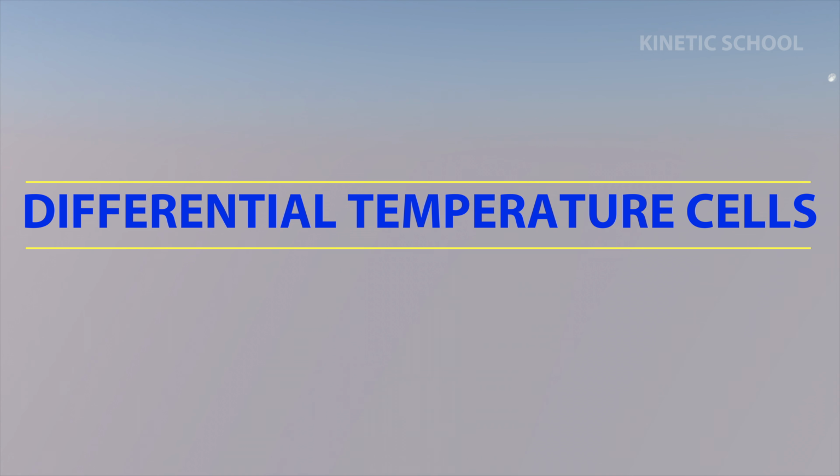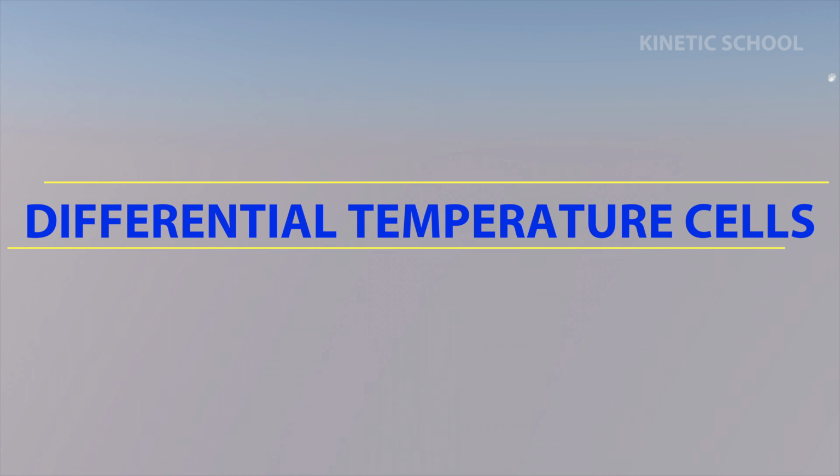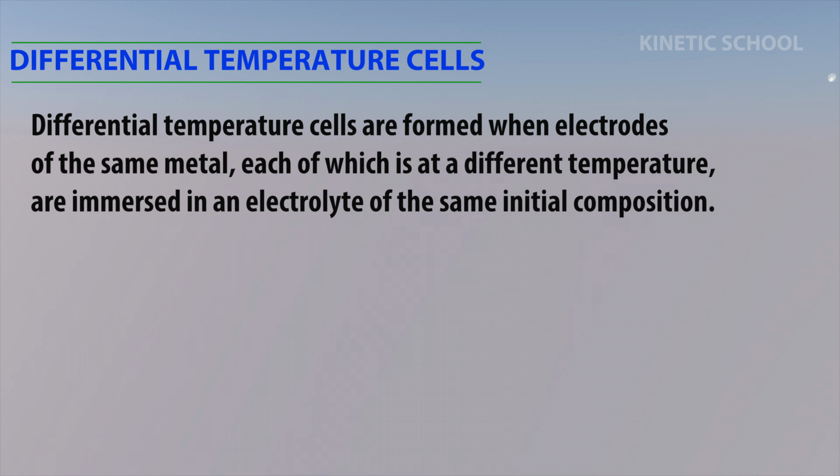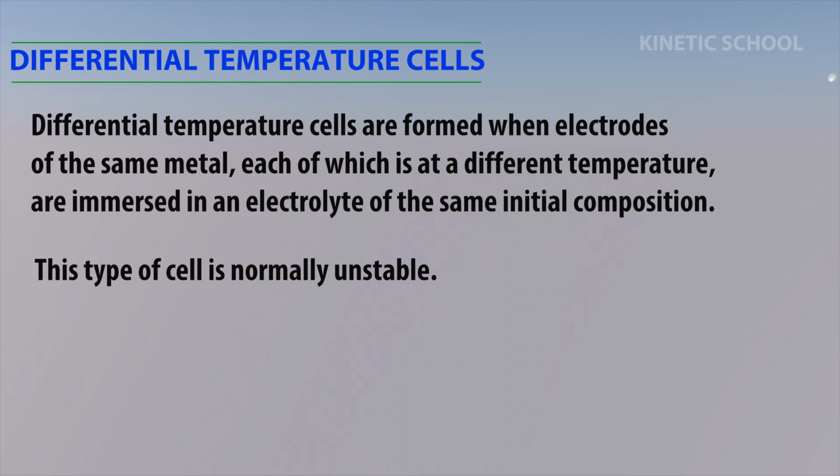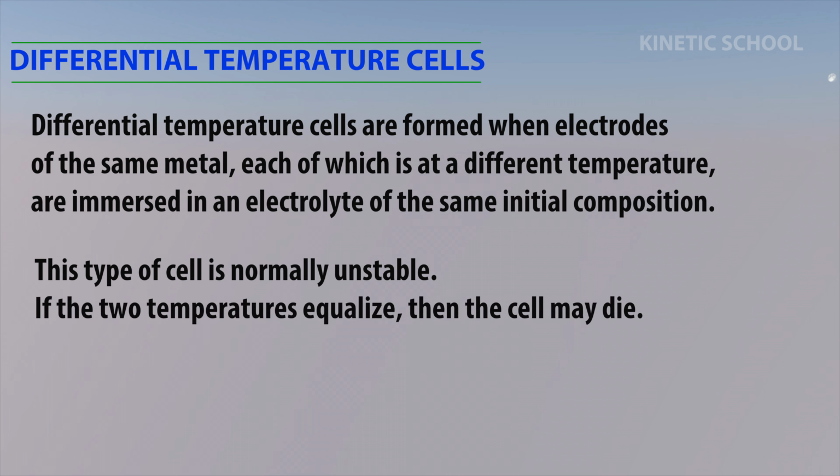Differential temperature cell. Differential temperature cells are formed when electrodes of the same metal, each of which is at a different temperature, are immersed in an electrolyte of the same initial composition. This type of cell is normally unstable. If the two temperatures equalize, then the cell may die.